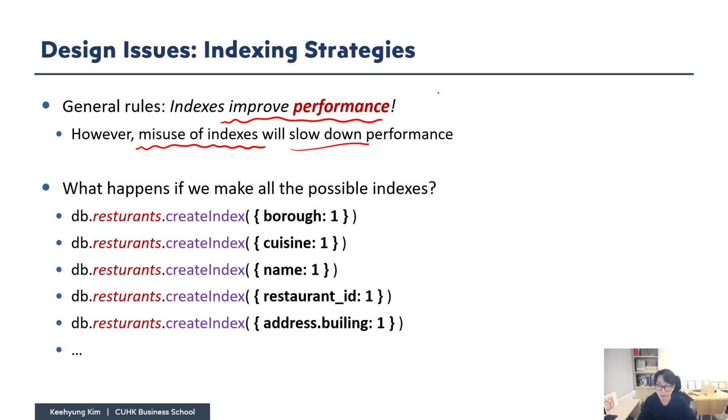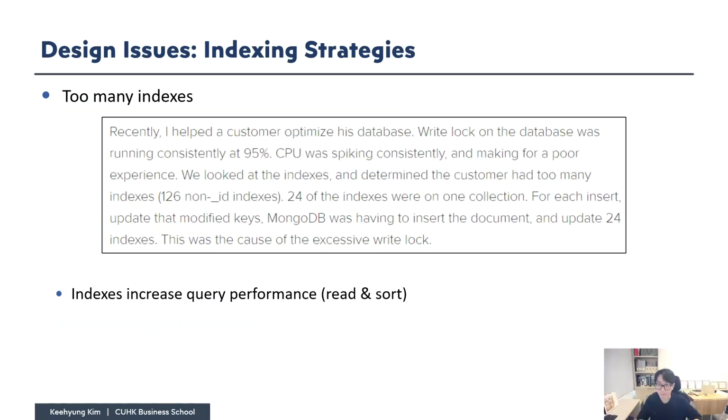What I mean is this: we know that an index will increase performance. Then one may think, why don't we just make an index on every field? On the restaurants collection, we make an index on borough, index on cuisine, index on name, index on restaurant ID, index on address, the building, like this. For every field, we make an index. Then you may think that it will be very fast. But that's actually a problem. And in the real world, some people actually make this kind of mistake quite often.